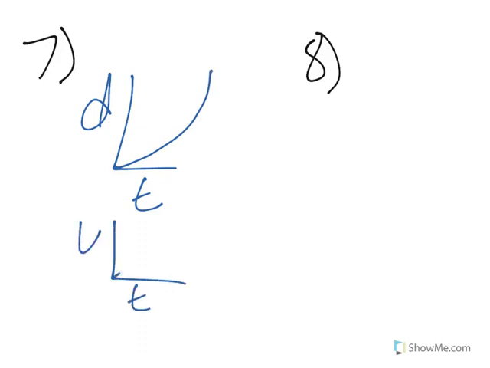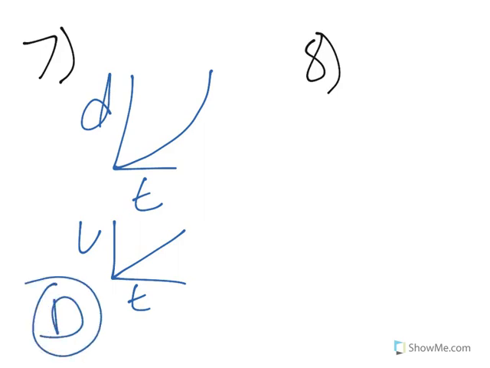Number 7. The graph shown represents the relationship between distance and time for an object in motion. During which interval is the speed of the object changing? So the answer should be from D to E, because if it's a distance versus time graph, remember that whenever you have it curved, the velocity has to be changing. So the answer again should be from D to E.